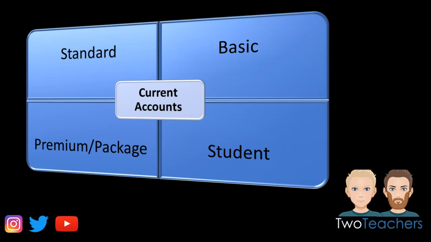So the first thing you need to know is what a current account actually is. It's a bank account used for day-to-day banking, and there are four types of current account. So the first account is a standard account, the second account is a basic account, the third account is a premium/package account, and the fourth is a student account.